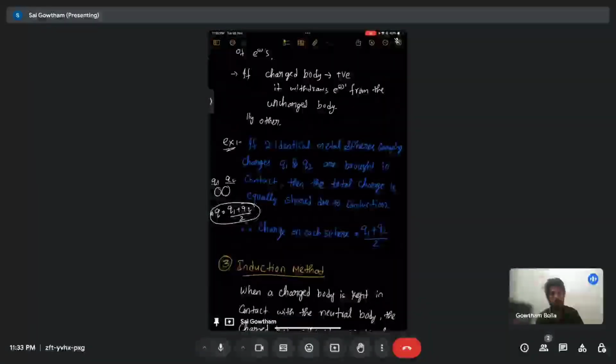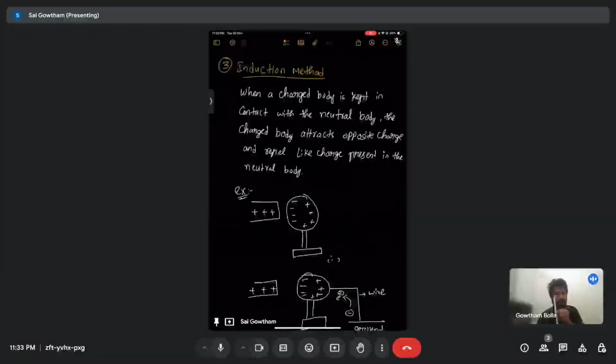And coming to the next method, that is the induction method. When a charged body, this is a charged body, is kept near an uncharged body, say it is a positively charged body, this positively charged body attracts the negative charges in the neutral body.